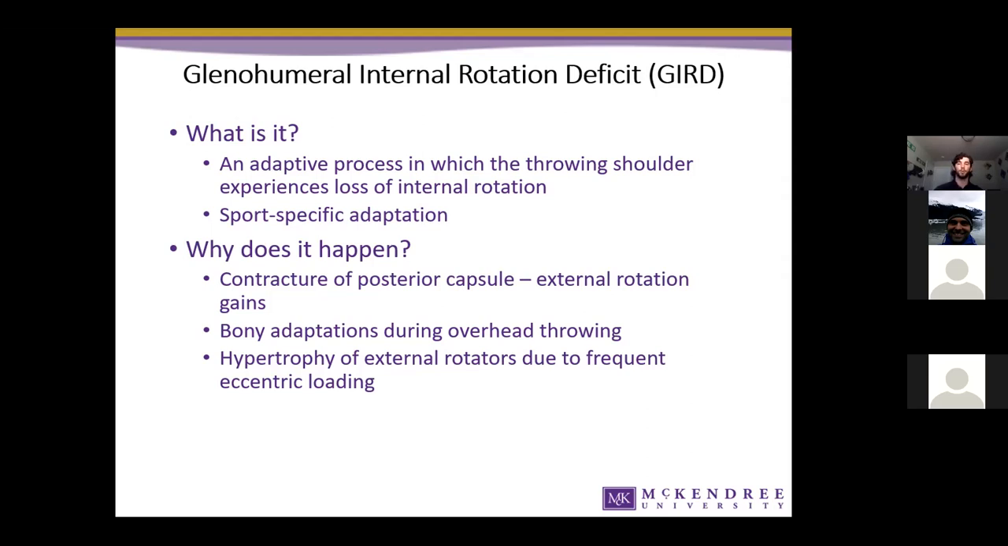The third reason it happens is all about hypertrophy. So the external rotators, which is again just the back of your shoulder, will increase in size and increase in tightness, all due to the frequent eccentric loading of the constant motions of throwing.